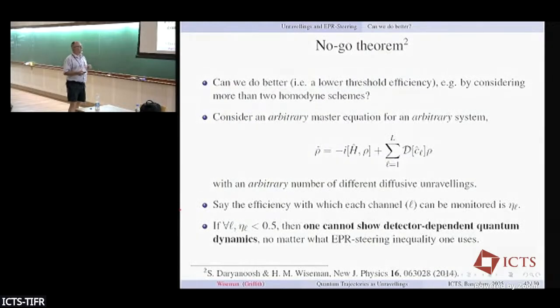One thing we showed, with a student I had a little bit later, Shakib Daryanoosh, was that if you only look at homodyne detection, or in fact any sort of diffusive detection, homodyne, heterodyne, etc., of any type, it doesn't matter how many Lindblad operators you have, doesn't matter what the system Hamiltonian is, if all of your channels can at most be monitored with 50% efficiency, then you will never be able to demonstrate EPR steering. That's a pretty powerful no-go theorem: with diffusive type measurements, there's this real bound.